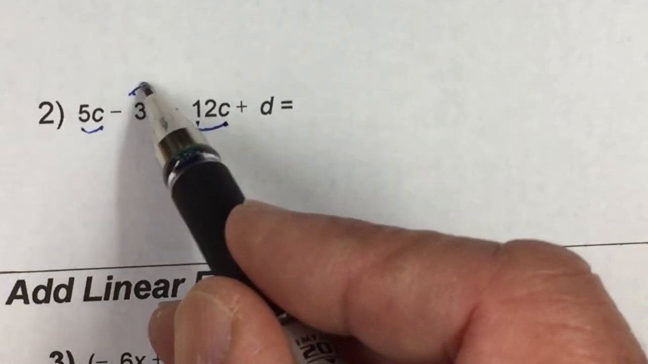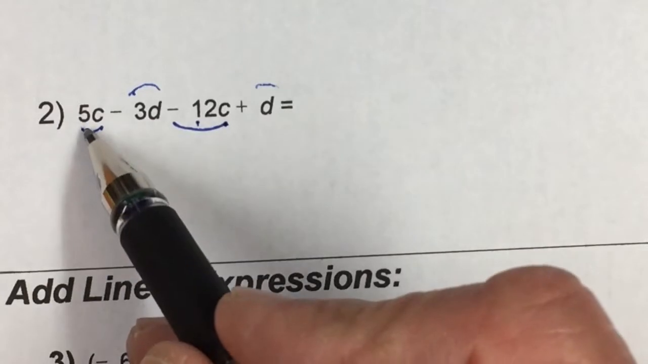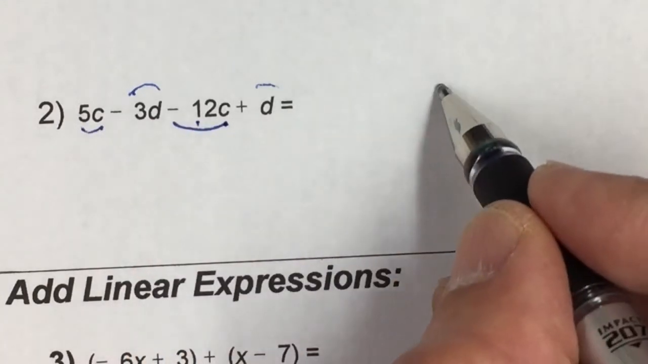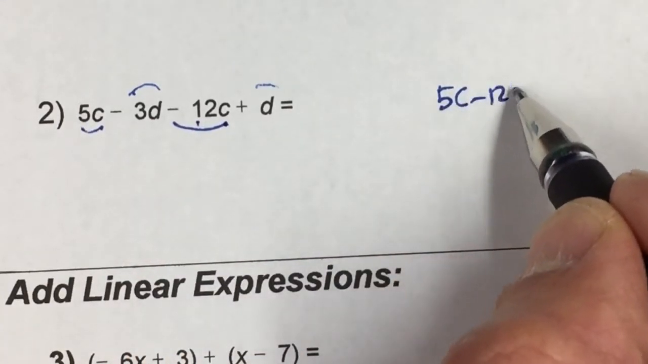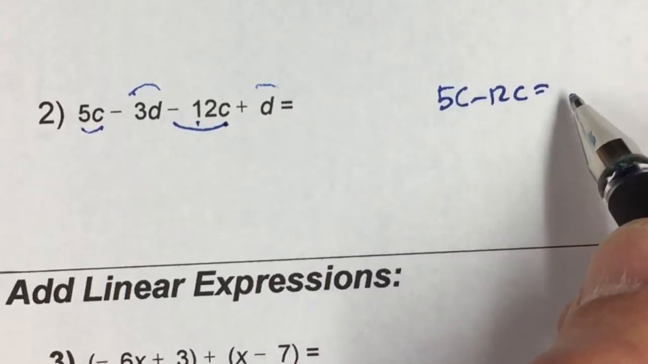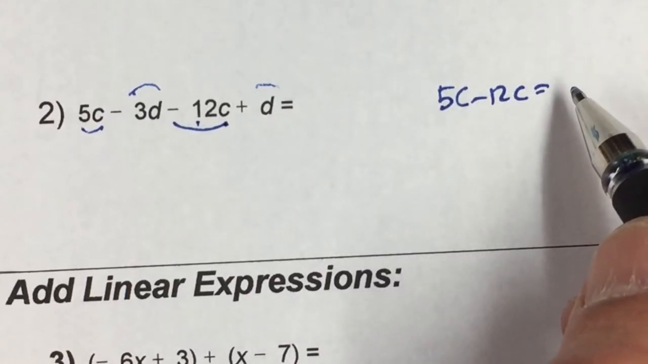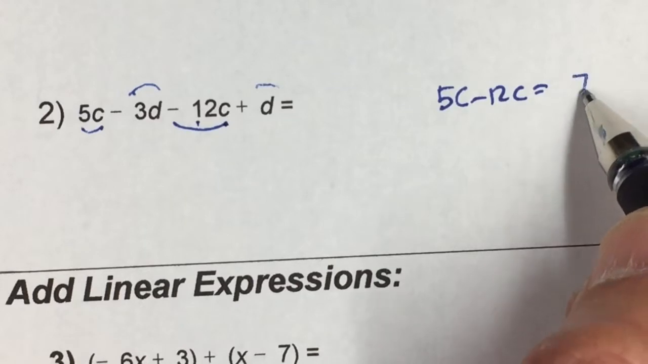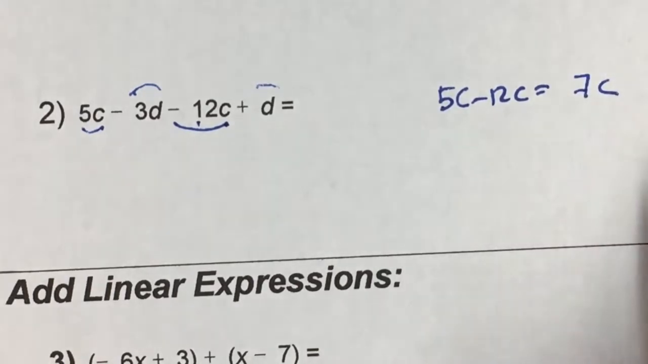If we go to the second one, it's going to be like terms, 5c, negative 12c, and negative 3d, and d. So I'm going to combine 5c minus 12c. Different signs, subtract, 7c, and the sign of the bigger. Okay?